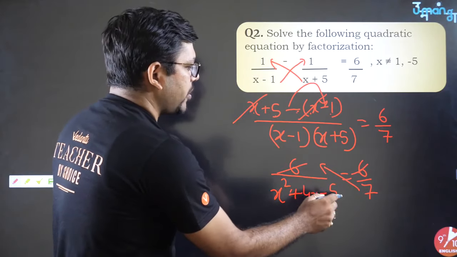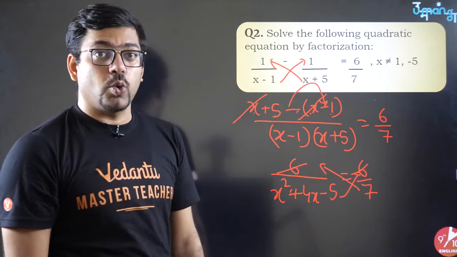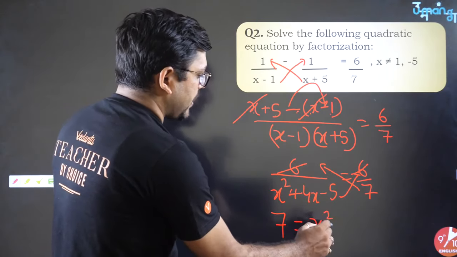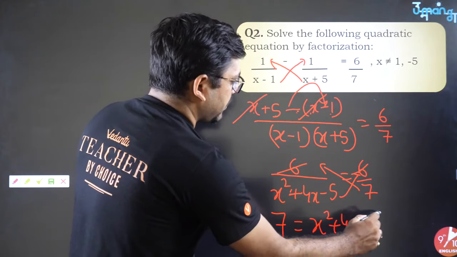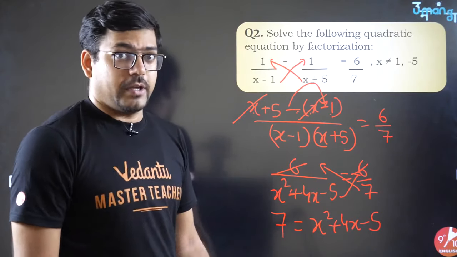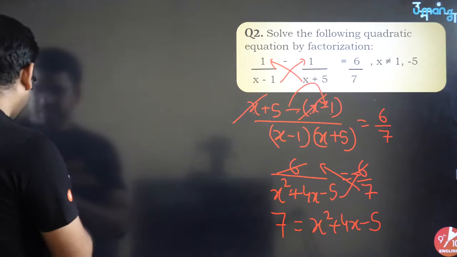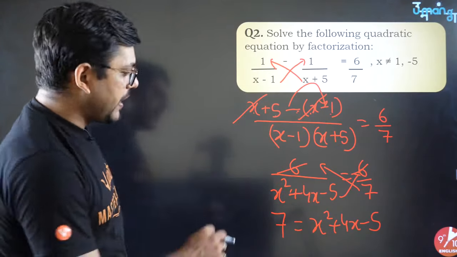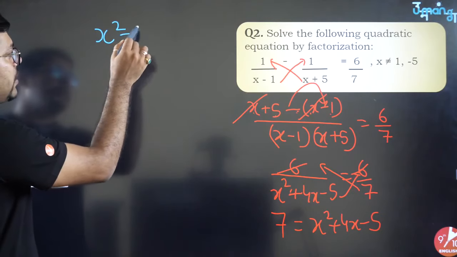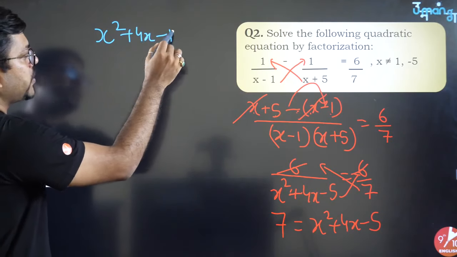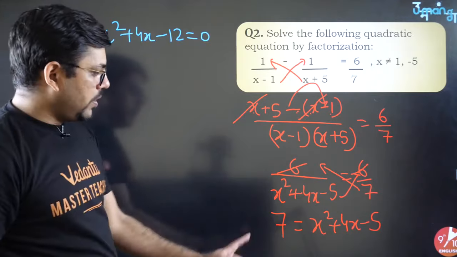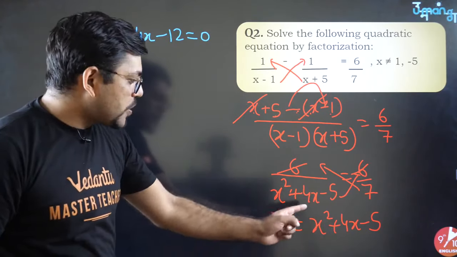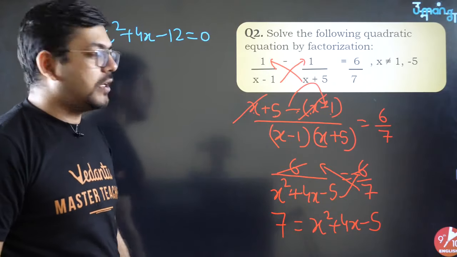Send this 7 to this side, and send this quadratic expression to that side. You'll get 7 is equal to x square plus 4x minus 5. Now, very simple thing, send that 7 to this side. So you will get the quadratic equation finally, x square plus 4x minus 12 equals to 0. Sending this 7 to that side, minus 5 minus 7 will give you minus 12. So x square plus 4x minus 12, you got the equation.